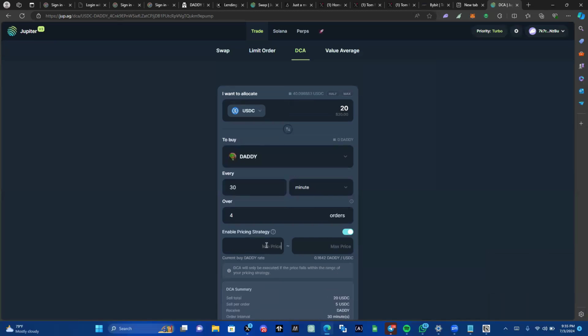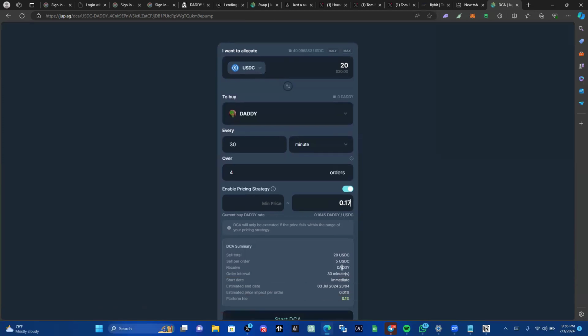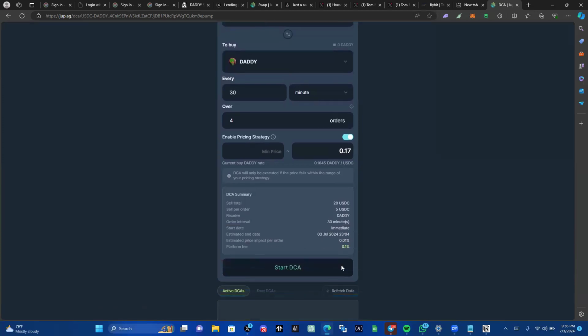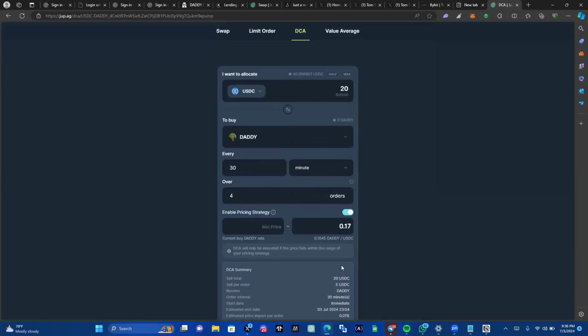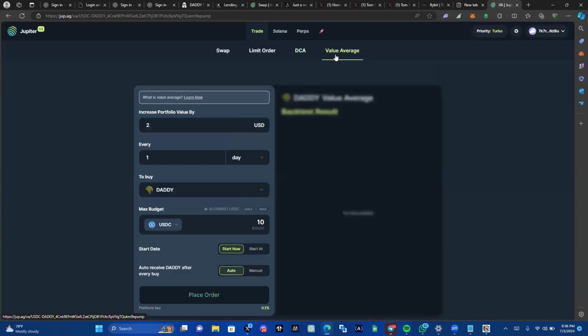I can put a limit. Daddy is currently 0.16. So if I say that once Daddy is above 0.17, you should stop buying. If Daddy pumps above 0.17, you should stop buying. And if Daddy dumps, the DCA will buy the dip for me. If Daddy dumps lower, it will buy the dip for me. So my $20 is done.